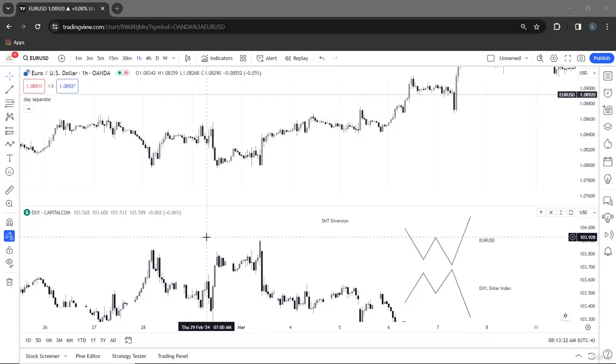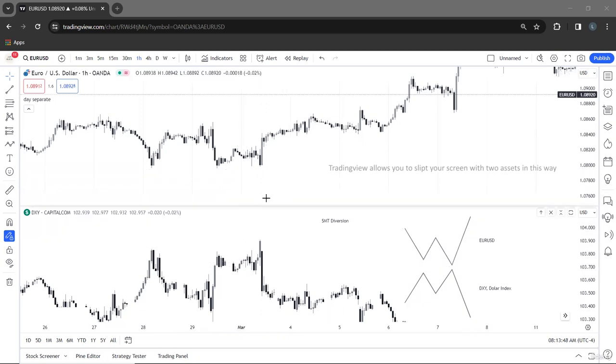I will show you what an inverse correlation SMT divergence means in relation to the dollar index and the euro dollar in this situation. I could do this with the dollar index or the pound dollar or Aussie dollar. So right here is just an example. Let me go through what I'm talking about. I have a small diagram right here to explain what this means.